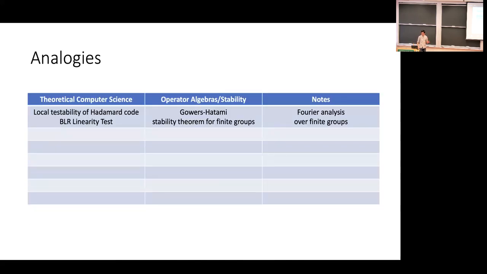Okay, so really this is the last part. Here are some analogies between some of the things that we study in theoretical computer science and some of the stuff that appears in operator algebras. I said that the Hadamard code is locally testable. I used Fourier analysis to prove this. The corresponding result in operator algebras is the Gowers-Hatami theorem. It gives a general stability result for all finite groups. And the way they prove that is they perform Fourier analysis, but now over non-abelian finite groups as well.